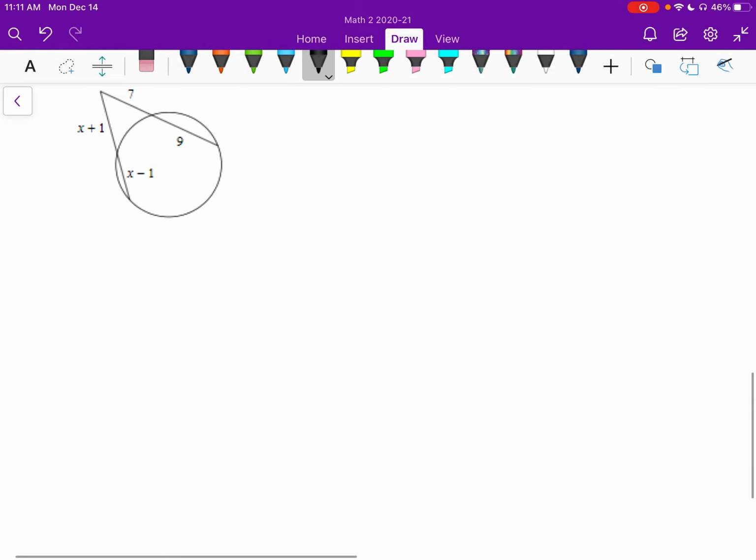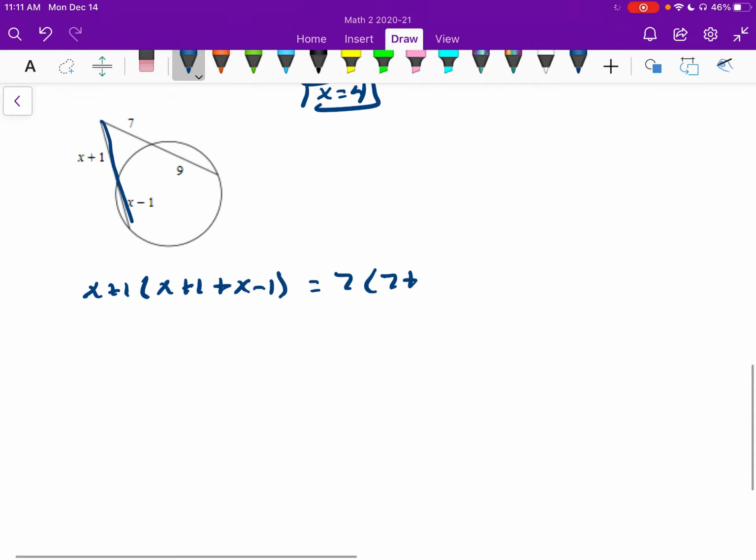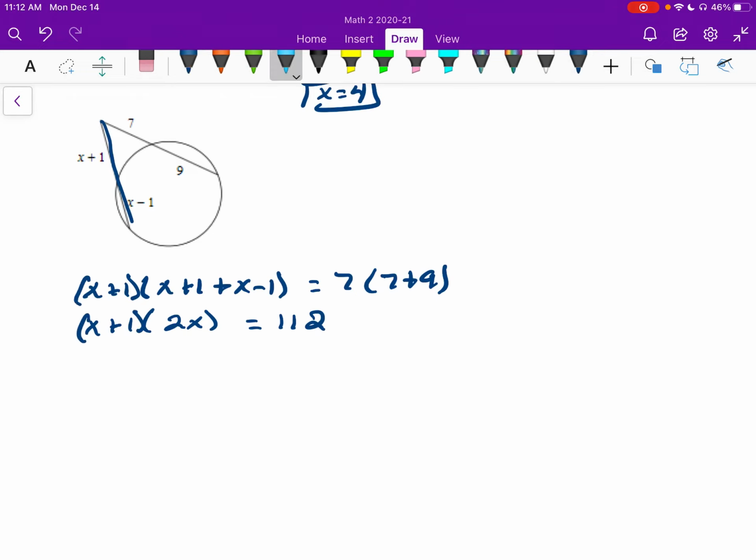So, all right, next up, looking at the left segment first, the outside is x plus 1. The whole thing will be x plus 1 plus x minus 1. And then we have 7 and 7 plus 9. So simplifying this, x plus 1, and then we're going to have 2x, and the 1's cancel, equals 7 times 16, which is going to be 112, right? 7 plus 9 is 16, right? Yes. Oh, really, I should have parentheses around that. I apologize. On the left here, I should have parentheses.